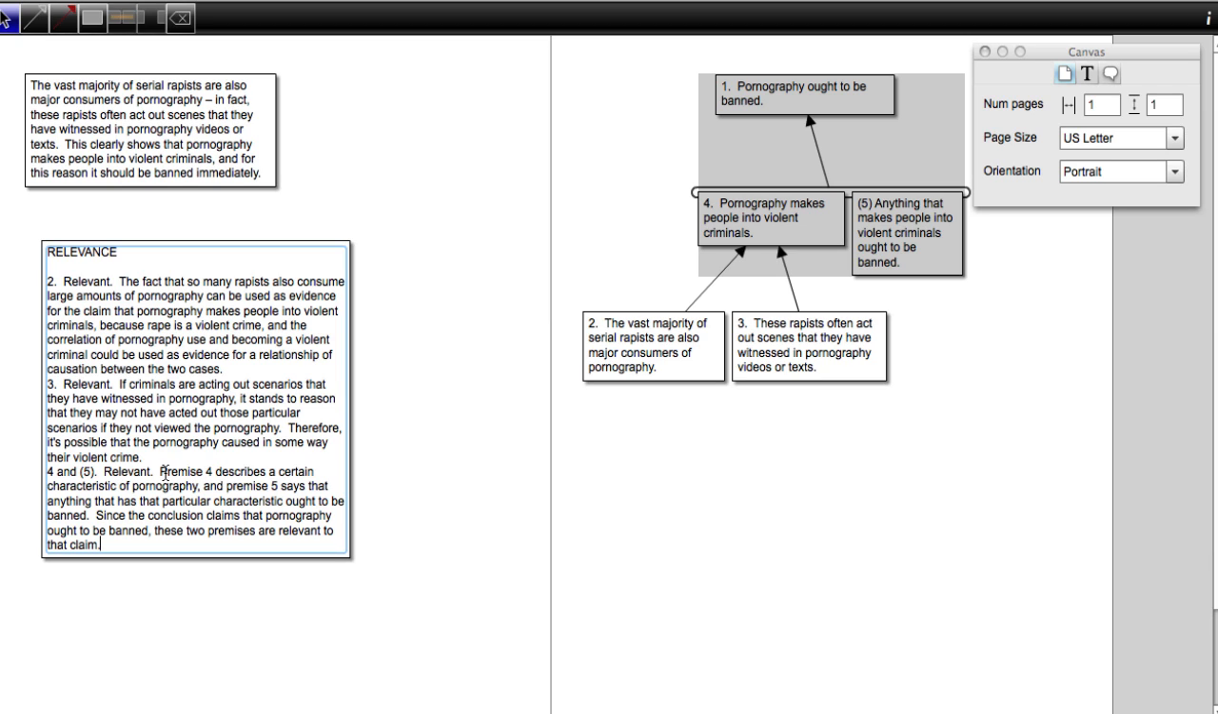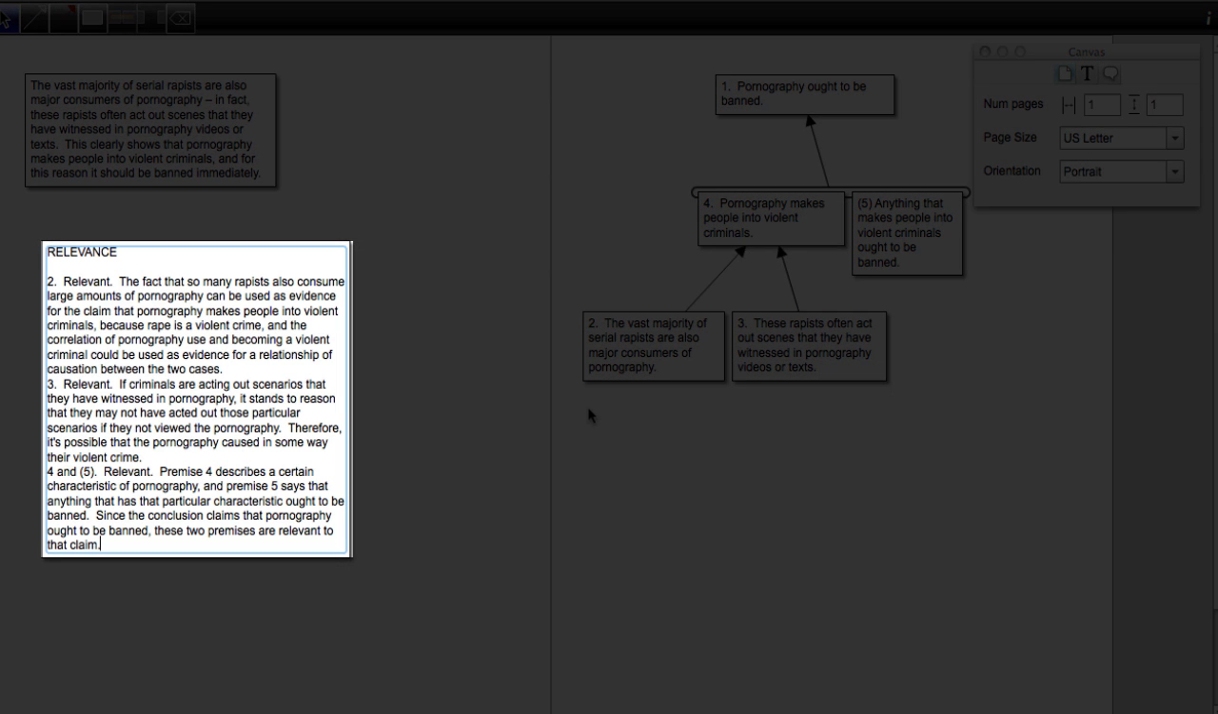What does premise 4 do? It describes a certain characteristic. Premise 5 says that anything that has that particular characteristic ought to be banned. And the conclusion is that pornography ought to be banned. So this argument passes every premise, in my judgment, and there's room for disagreement on at least some of these. In my judgment, all of these premises are relevant to the claims that they are supposed to be giving evidence for.